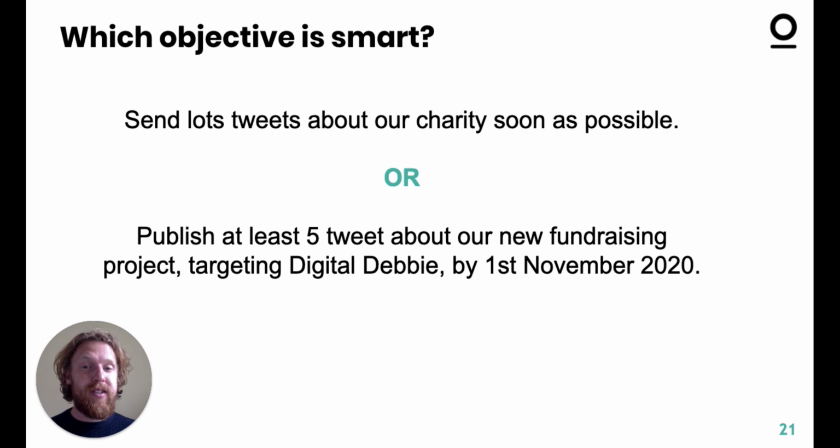So you can see how it's specific, the second one. It's got 5 tweets there, specific number. It's measurable, so we can actually measure how many tweets we're going to publish. It's achievable. 5 tweets should be doable by the 1st of November. It's realistic. We can do this. It's not 50. It's not 50,000. It's 5 tweets, and it's time bound. So we can do this by 1st November 2020. So here, hopefully, you can see the obvious difference and why a SMART objective is much better to aim for.